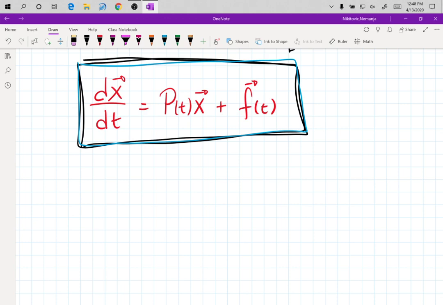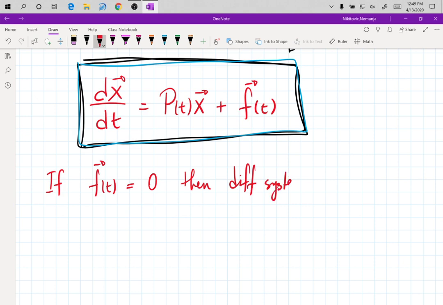And the cool thing here is that, well, first let's write this. If f of t is equal to the zero vector, that's the big 0, then we have a homogeneous system. Then the differential system is homogeneous.